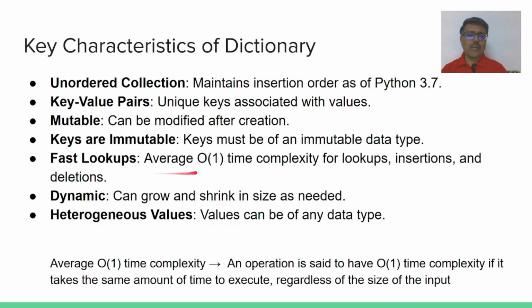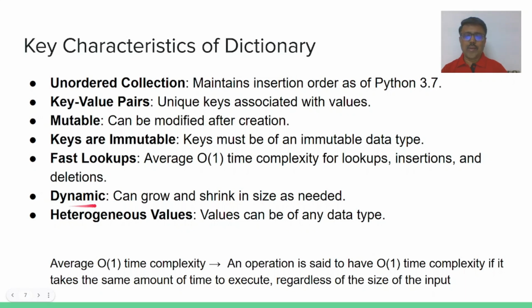For example, average O(1) time complexity of lookups, insertion and deletion. That's what happens. What it means is that average O(1) time complexity means an operation is said to have O(1) time complexity if it takes the same amount of time to execute regardless of the size of the input. Whatever may be the input size, it takes O(1) time complexity. That's what it is. Okay.